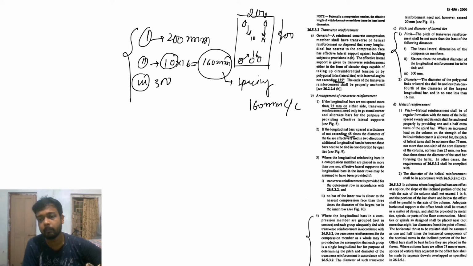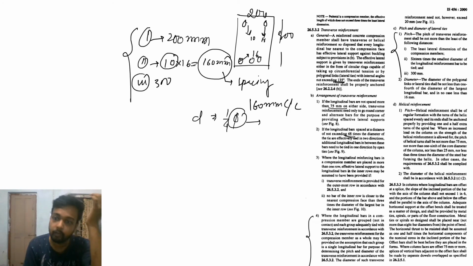Diameter: the diameter of the polygonal links or lateral ties shall be not less than 1/4 the diameter of the largest longitudinal bar. So suppose you use polygonal links, then the polygonal link diameter equals 1/4 of phi, meaning the column main reinforcement. Now helical reinforcement.